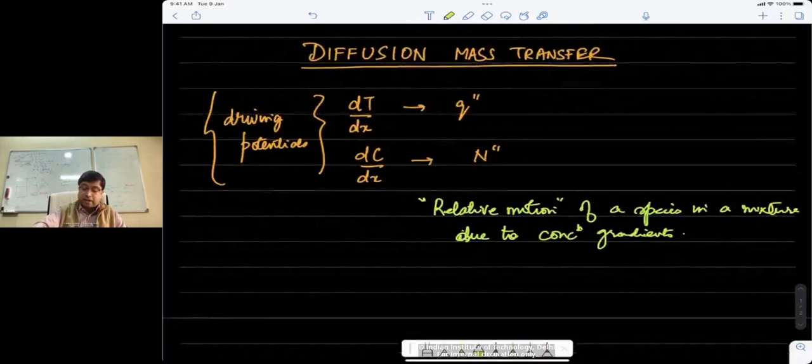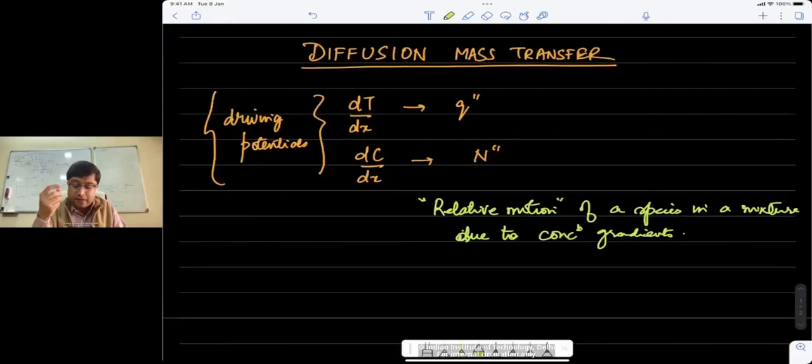And this relative motion that I'm talking about, because of concentration gradient, is very similar to heat conduction. Remember, heat conduction was also because of molecular activity. So diffusion mass transfer is similar in that sense, that it is also derived because of molecular activity or random motion of molecules of a substance.